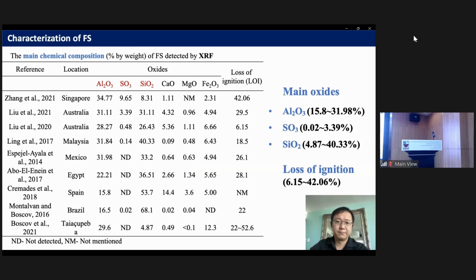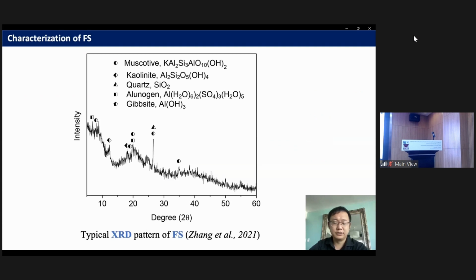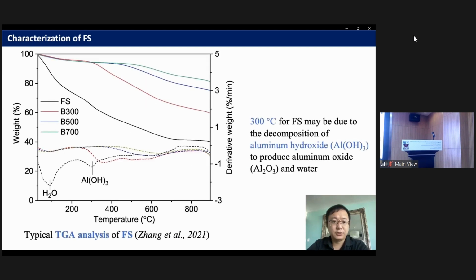Let's move on to the mineral phase of FS. From different studies, different kinds of minerals were detected, but the main minerals are aluminum sulfate compound, kaolinite, and quartz. This figure shows the typical XRD pattern of FS. For these minerals, we can find that the main elements are aluminum, silicon, and sulfate. This figure shows the typical TG analysis of freshwater sludge. At 300 degrees, we can detect the decomposition of aluminum hydroxide.